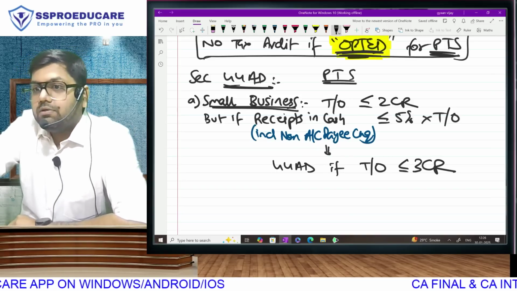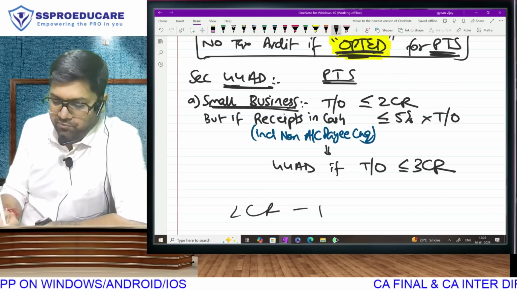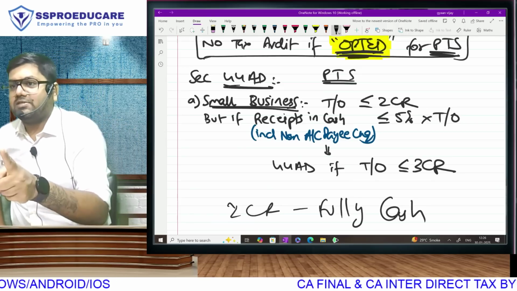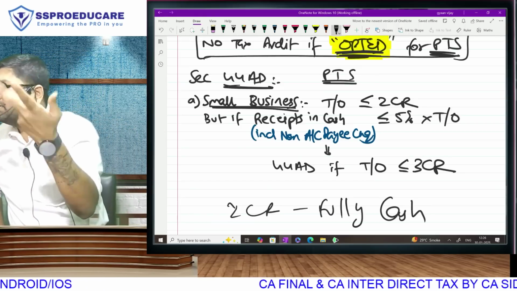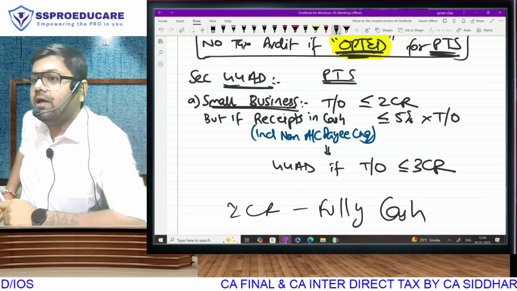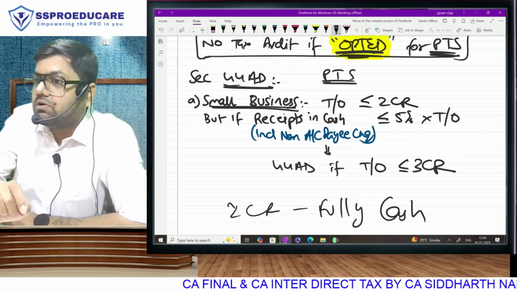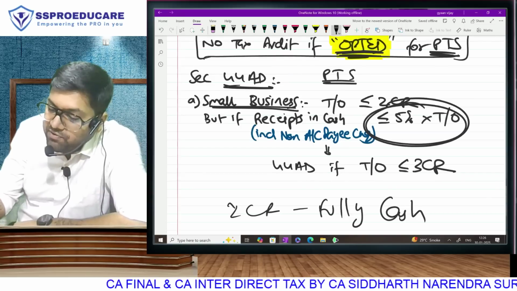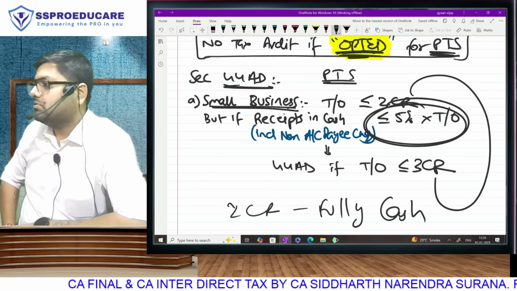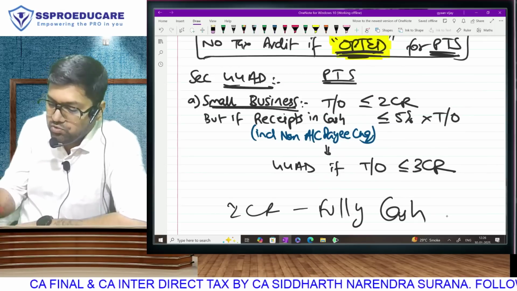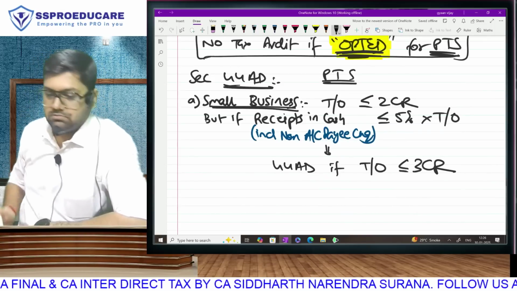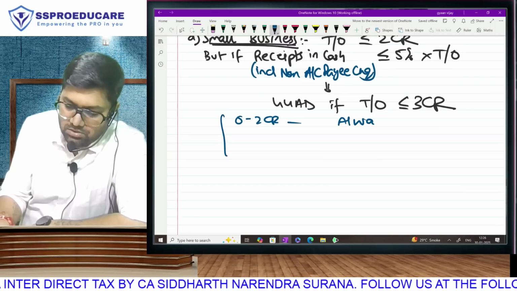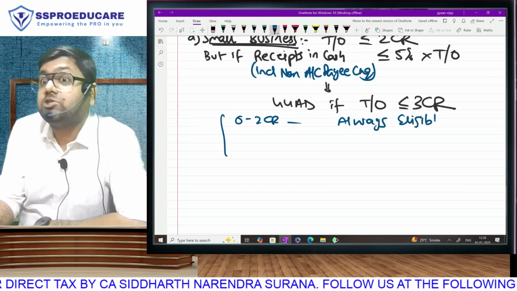Everyone, now supposing I have 2 crore rupees fully cash. Is cash more than 5%? Yes. So presumptive allowed? Sir, till 2 crore, it can be 100% cash also. You're not understanding. This 5% we have to check only if we want to increase the eligibility from 2 crore to 3 crore. So anybody having turnover 0 to 2 crore, always eligible. You opt or you don't opt is your option.